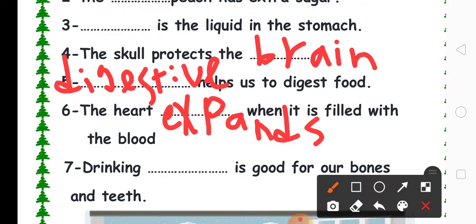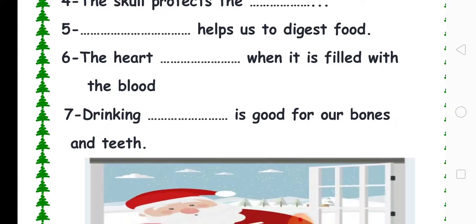Okay. Drinking what is good for our bones and teeth? Yes, we drink milk. Junior 3, milk has minerals. We have two minerals, calcium and potassium. Calcium is found in milk, cheese, yogurt. But potassium, I can find in, yes, banana and tomato. Okay, junior 3, have you finished? Okay, turn the page.